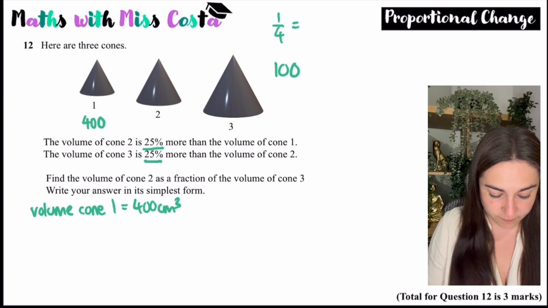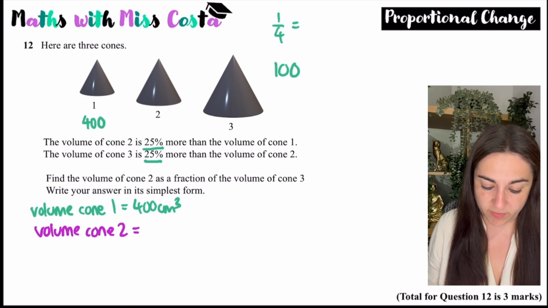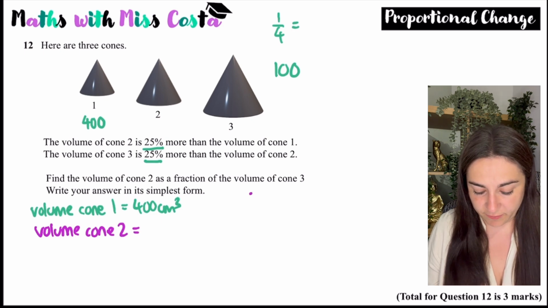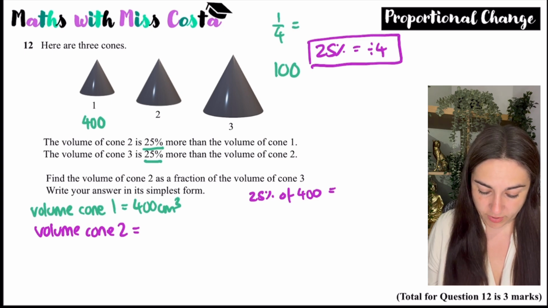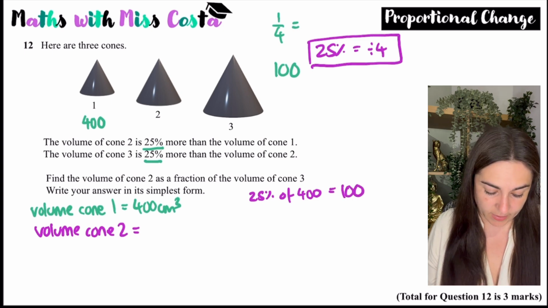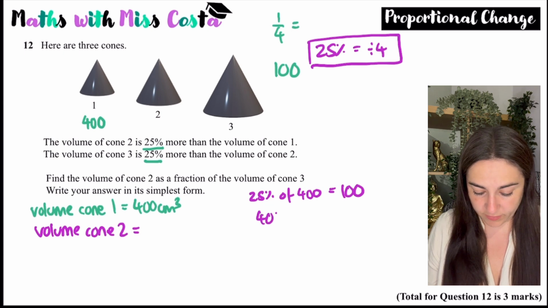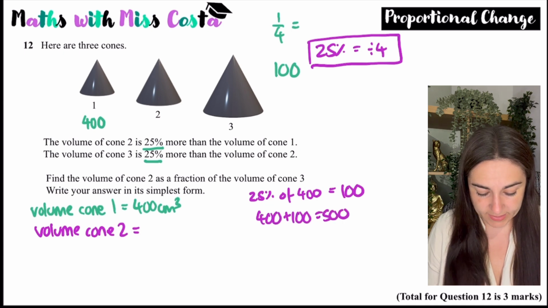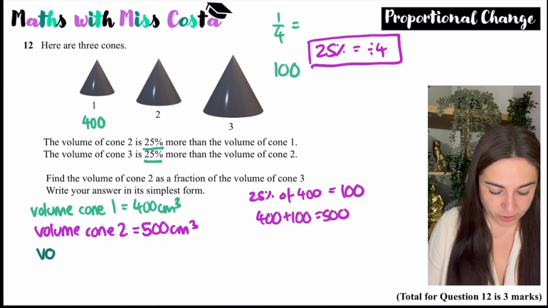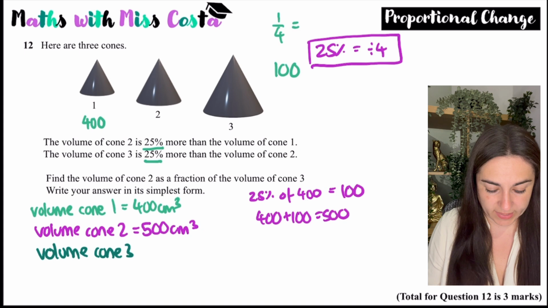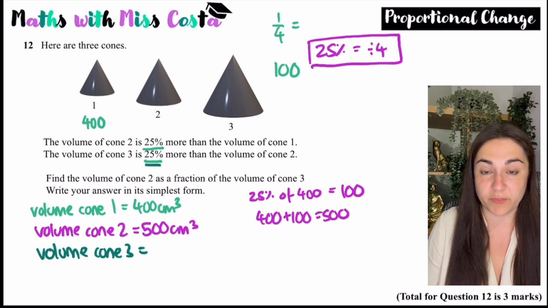So I'm told that the volume of cone 2 is 25% more than the volume of cone 1. So 25% of 400. To work out 25%, the shortcut is divide it by 4. So 25% of 400 is 100. So it's increasing. So 400 plus 100 is 500. So that's going to be 500 centimeters cubed. And then the volume of cone 3, I'm told, is 25% more than the volume of cone 2.